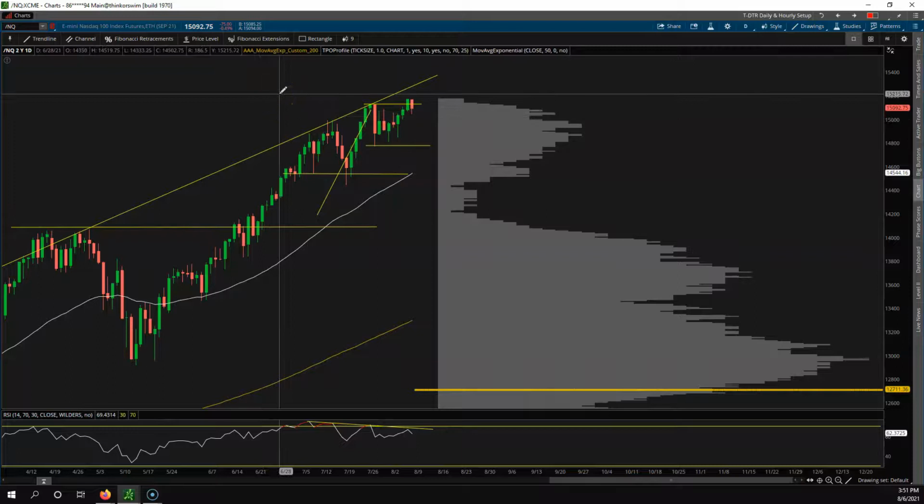And remember, the job numbers came out. Rates are kind of going higher potentially, which would hurt the Nasdaq versus the S&P. So just a little psychology of what's going on overall in the markets.